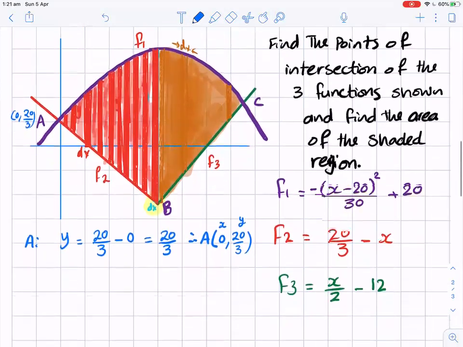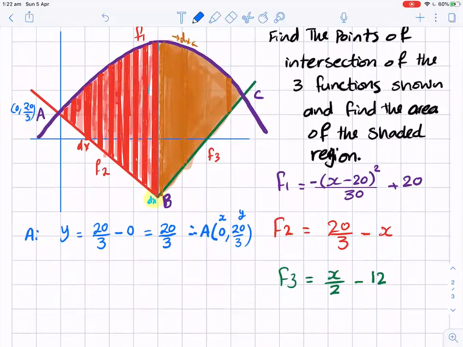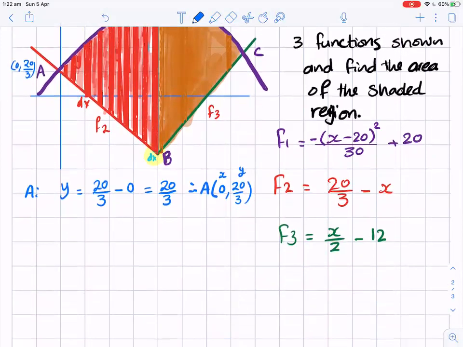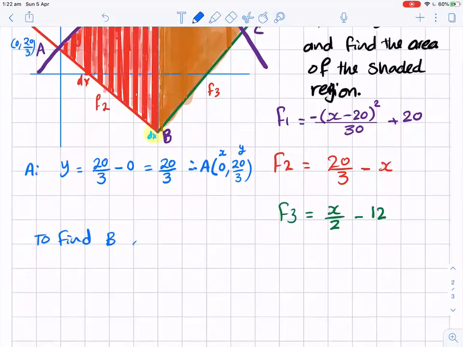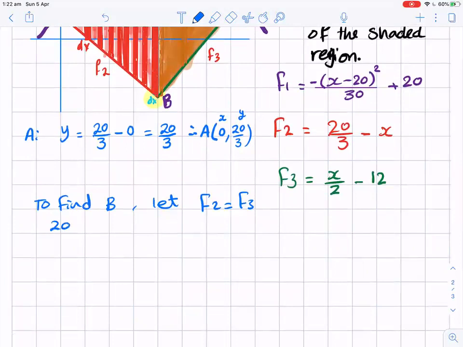Now to find B, we will do the equation for the green line. Sorry, B is the green line and the red line, so it's F2 and F3. So we make them equal each other. The equation for F2 is 20 over 3 minus x, and F3 is x over 2 minus 12. So to find the coordinates for the point B, we let F2 equal F3.